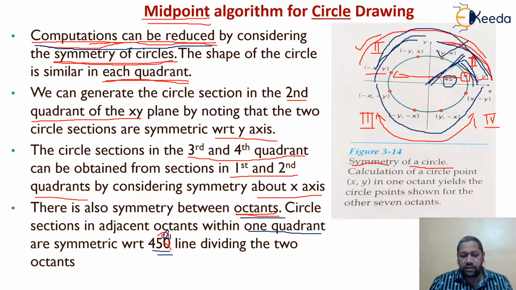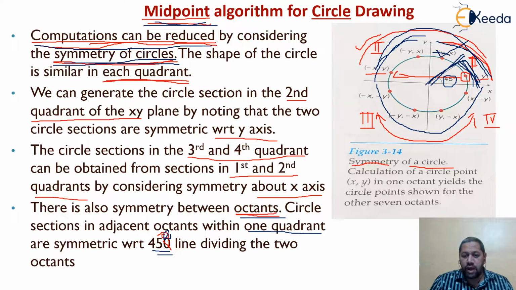So our problem is now reduced. What we have to calculate is the pixels of only one octant. Only one octant's pixels calculated is sufficient for me. I will get the next octant, then the quadrant, then two quadrants, then the semicircle, and then the complete circle. That's why we call it the midpoint algorithm, having reduced computation. How is this reduction possible? By considering the symmetry of the circle. We are going to consider the symmetry of the circle to plot it.